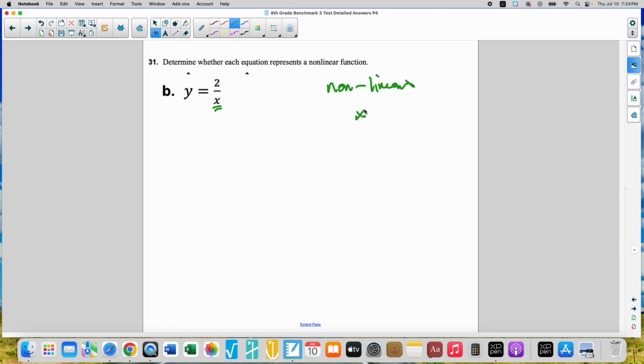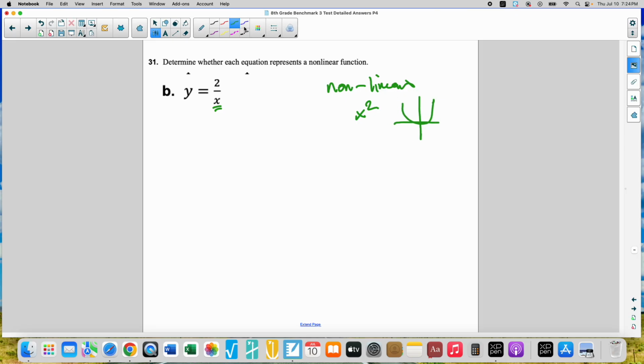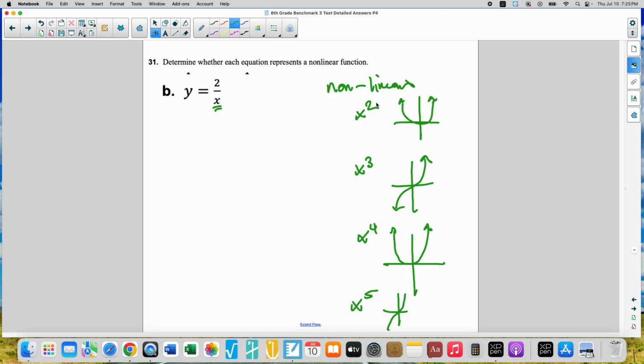equations are going to be things like x squared, which gives you a parabola. Whoops, let's delete that. Big fat fingers on the pen. Nonlinear: x squared, x cubed is going to look like this. X to the 4th is going to look like this. X to the 5th is going to look like this. And you notice that all the even ones have a U, and it has symmetry to it.